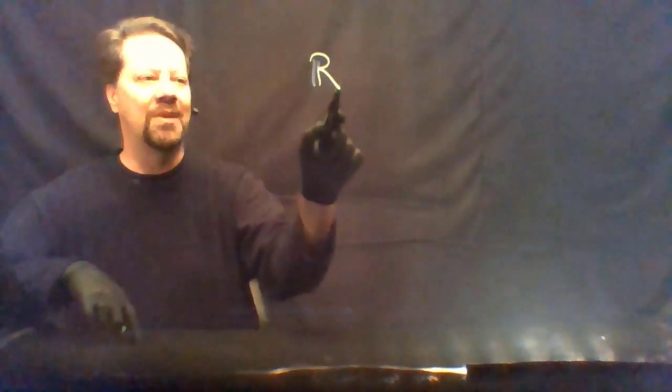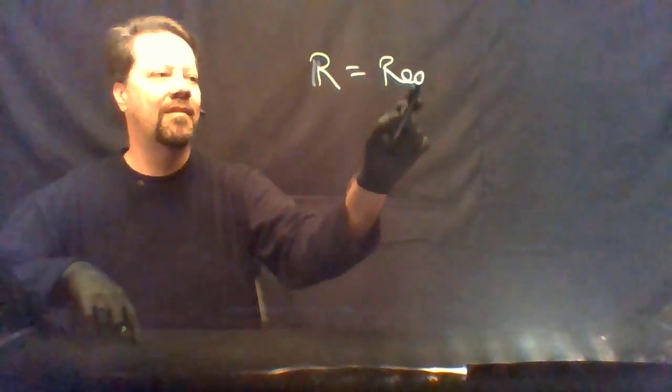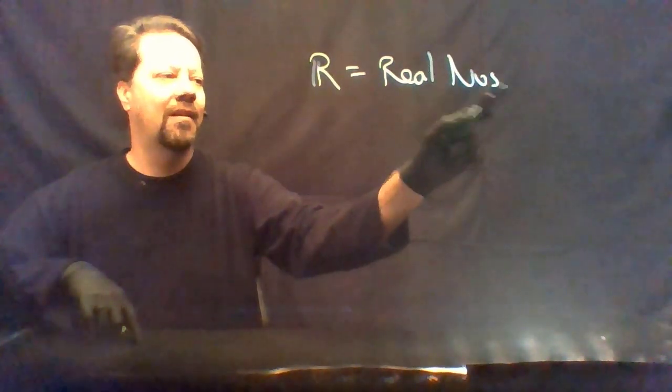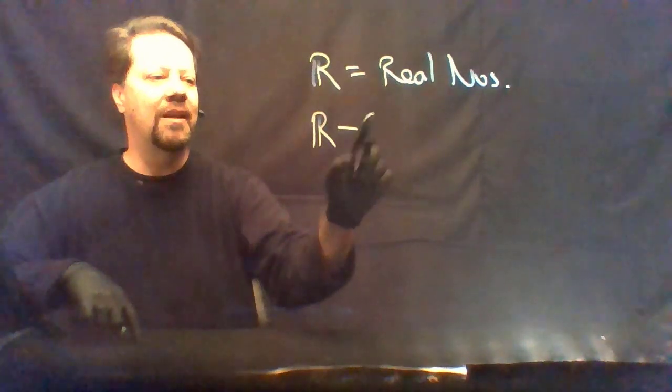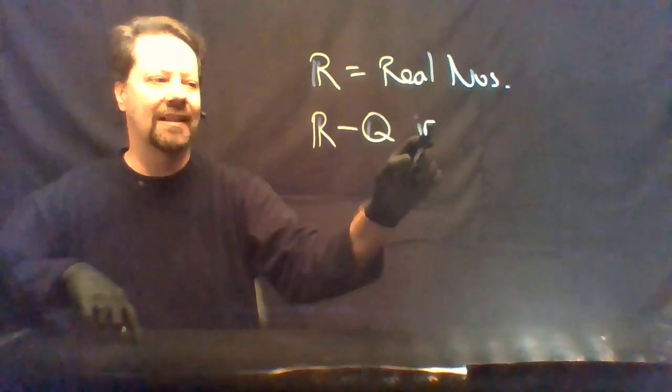What's the next number set? A lot of my students guess irrational numbers, but that's not it. It's the real numbers. The irrational numbers are the real numbers with the rational numbers subtracted out.